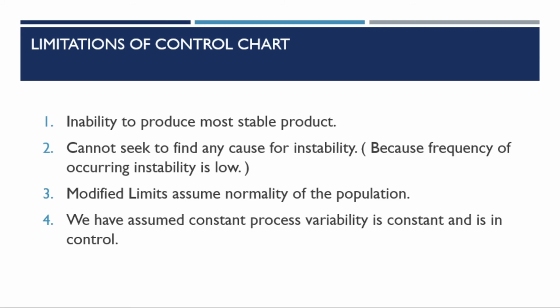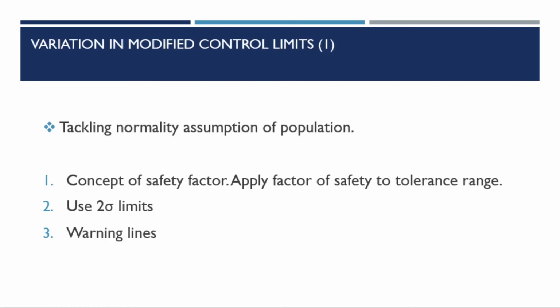So to tackle the normality assumption, we can take one step. Next slide. First, we can use the concept of a safety factor. Here we can reduce the tolerance range itself by a factor, and consequently the range of modified limits will also reduce. The common safety factor used is 2 by 3. Also we can use 2 sigma control limits instead of the standard 3 sigma control limits, and we can also include warning lines on our control chart.